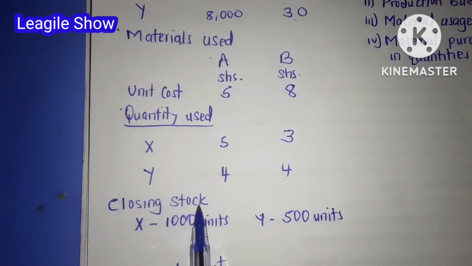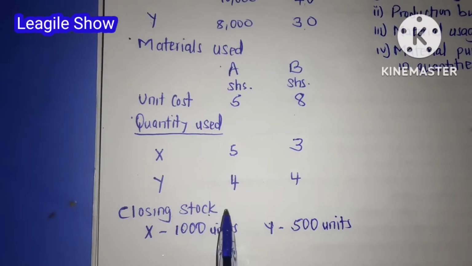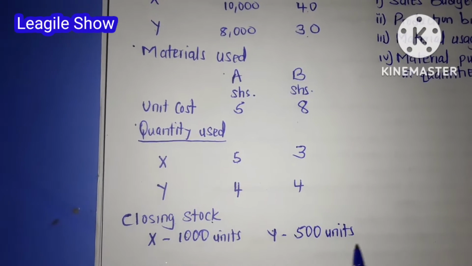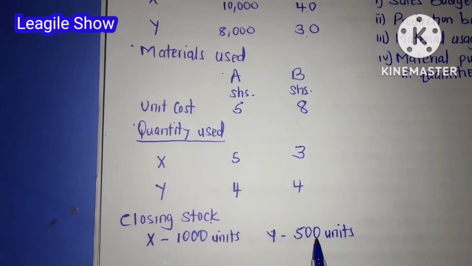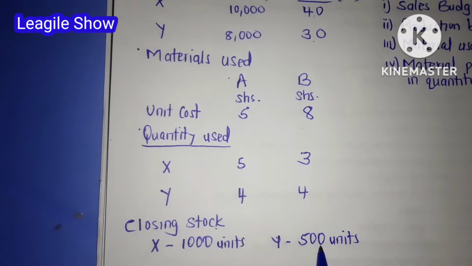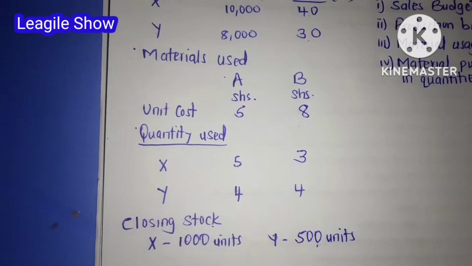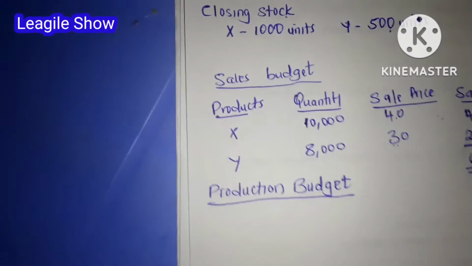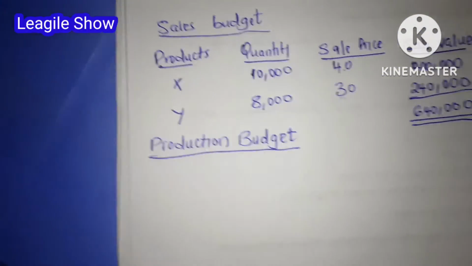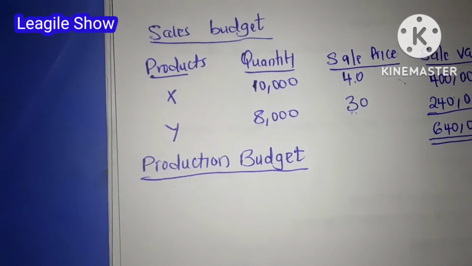In this case, we will be using this. That means there will be no deduction in this case due to the absence of the opening stock. So how do we calculate the production budget?